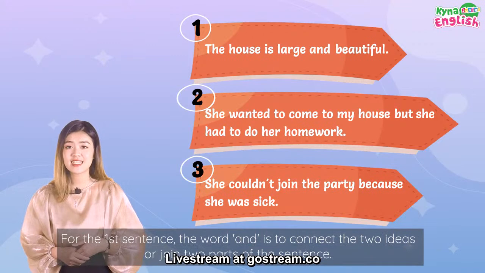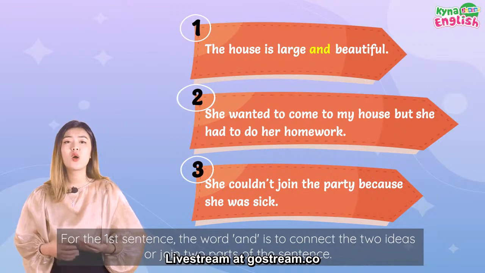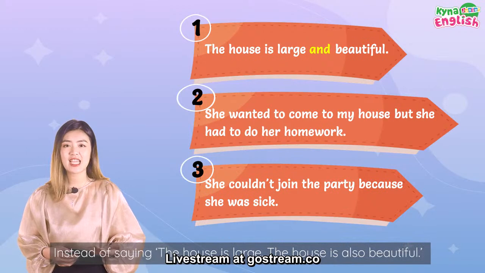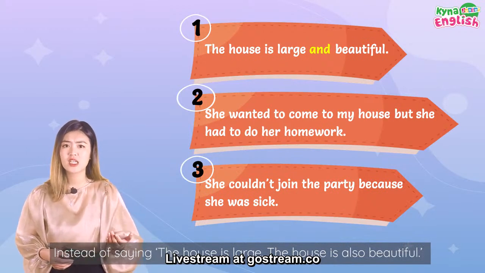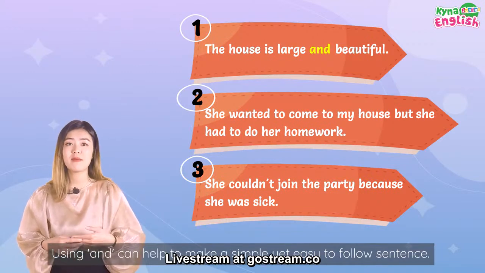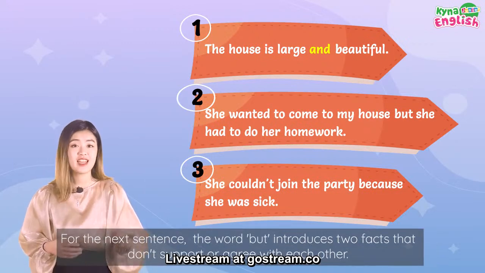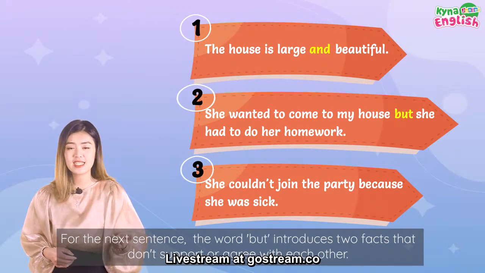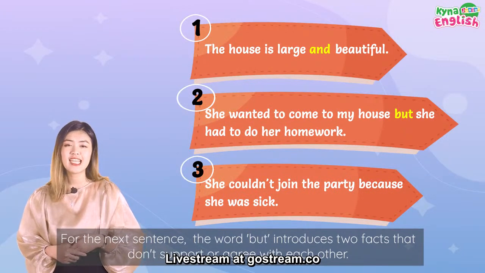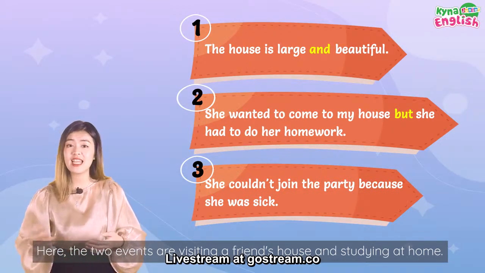For the first sentence, the word and is used to connect 2 ideas or join 2 parts of the sentence. Instead of saying, "The house is large. The house is also beautiful." Using and can help to make a simple yet easy to follow sentence. For the next sentence, the word but introduces 2 facts that don't support or agree with each other. Here, the 2 events are visiting a friend's house and studying at home.